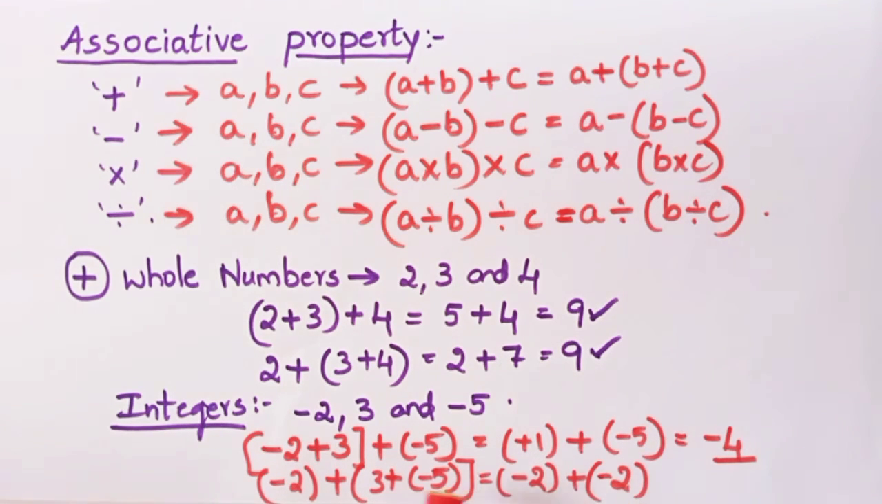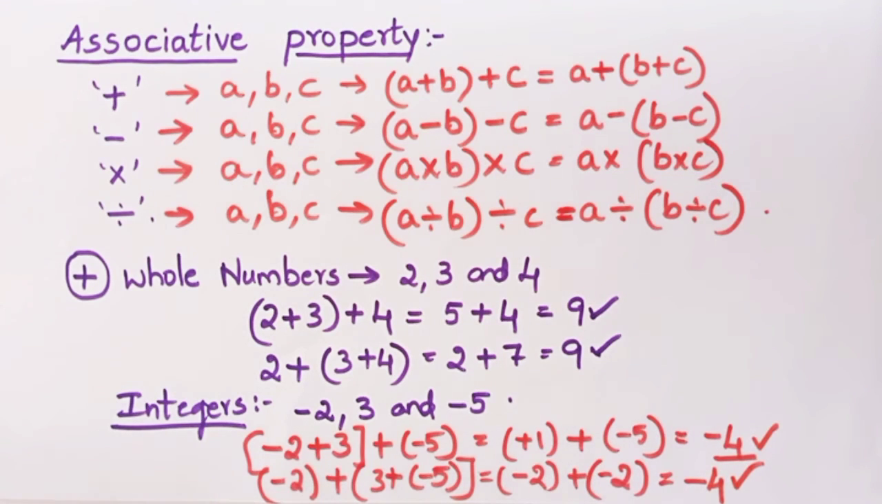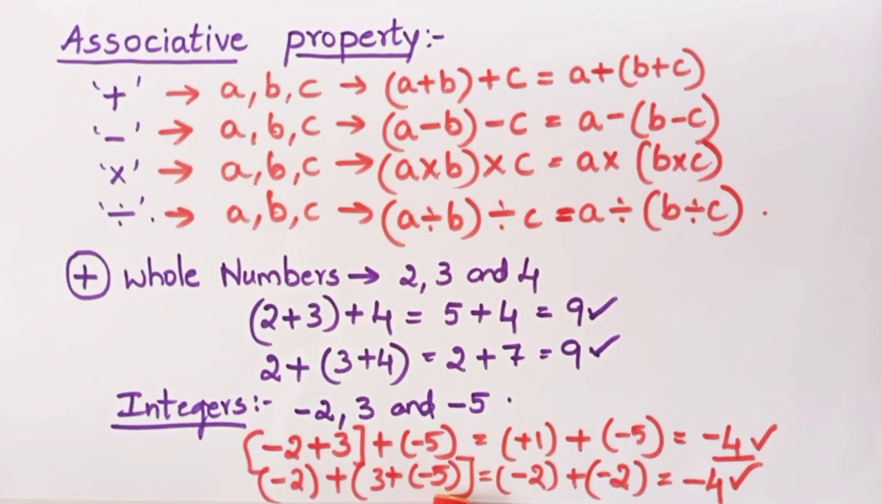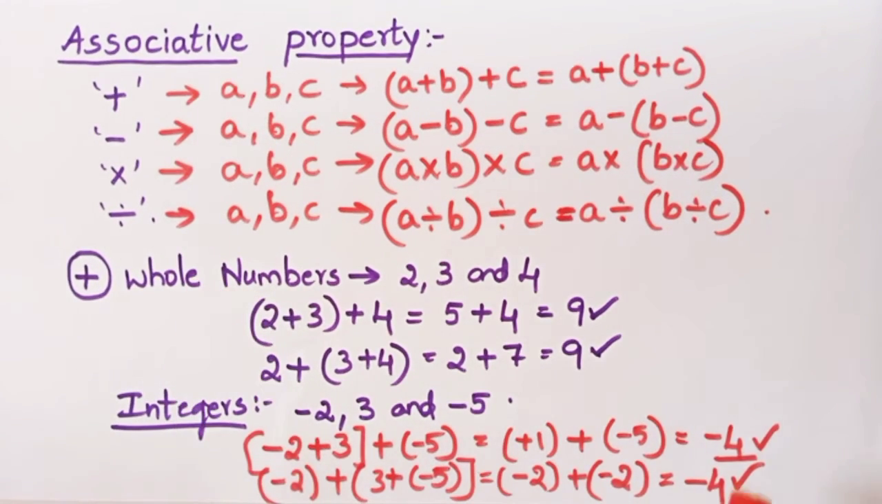Okay, so 5 minus 3 is 2 and 5 is the bigger number. So its sign is minus. So I will give a minus to my result also. So minus 2 plus minus 2 gives me minus 4. See my result? Even though I have rearranged my numbers, that is A plus B plus C, or the second time A plus B plus C format, then also the result is same. So what can I say? Addition is associative for integers also. Addition is associative for whole numbers. Addition is associative for integers also.